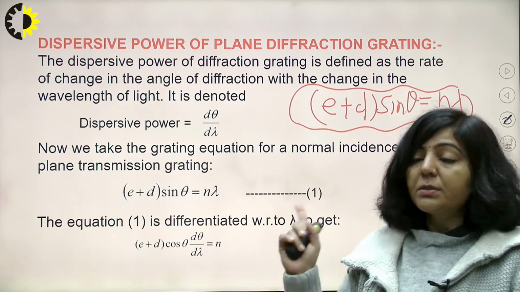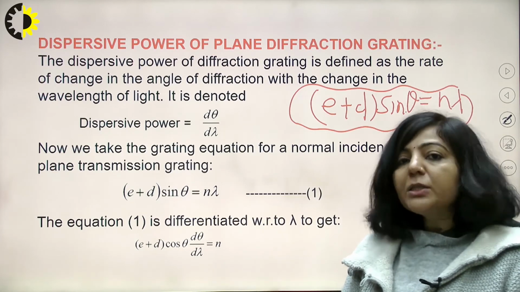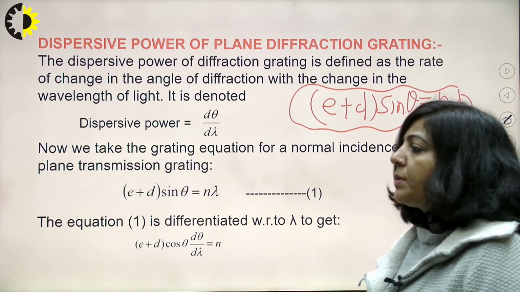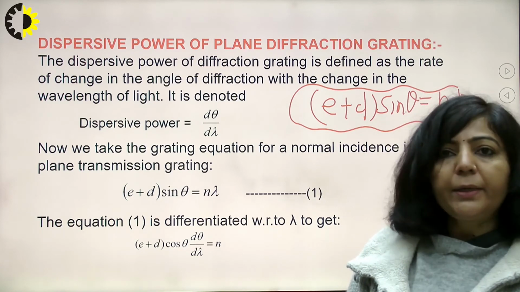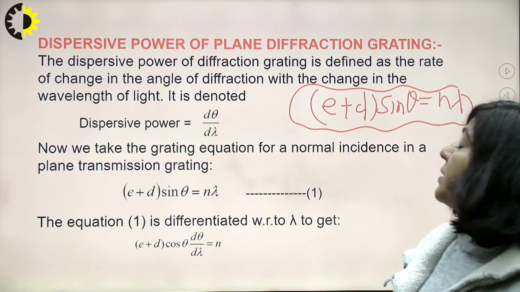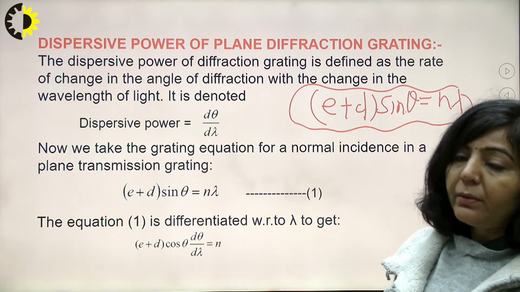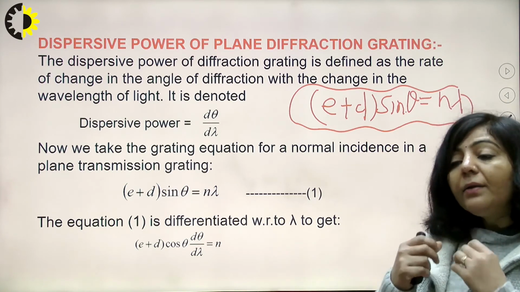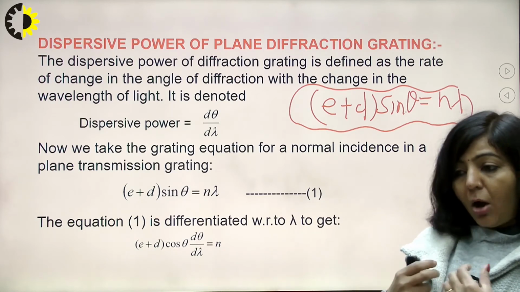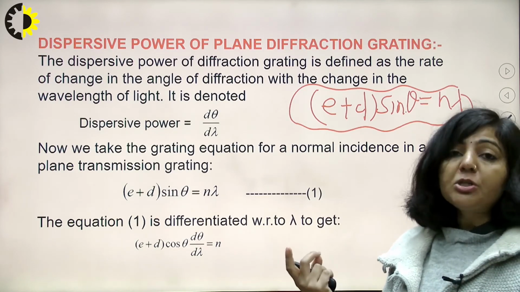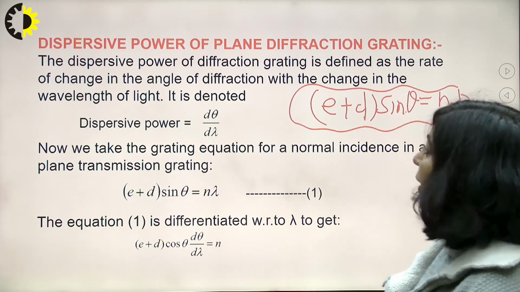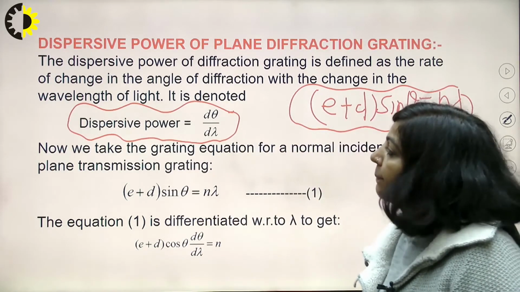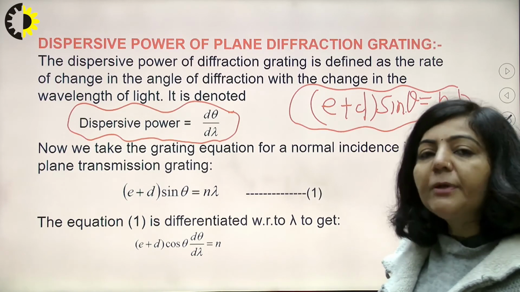You can see from this grating equation that once the grating is fixed, that is, the grating element e plus d is fixed, and you have decided whether you are taking observations for first, second or third order, then n is also fixed. It means the angle of diffraction directly depends upon wavelength. So the rate of change of angle of diffraction with the change in wavelength is known as dispersive power, that is, how the light disperses and how the angles of diffraction change with wavelength. So this d theta by d lambda is known as the dispersive power of a grating.